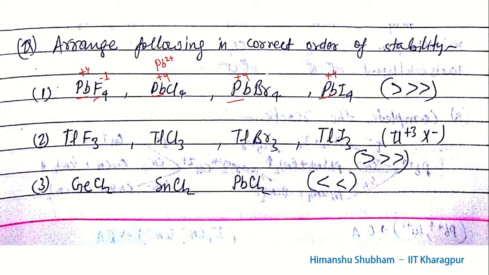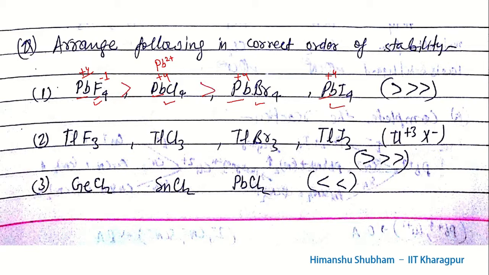We have learned that fluorine is a very good oxidizing agent, so it will help to keep Pb in the +4 oxidation state, and so PbF4 would be the most stable among these. Similarly, Cl is a slightly weaker oxidizing agent than fluorine, but better than bromine and iodine, so PbCl4 would be relatively more stable than PbBr4 and PbI4.